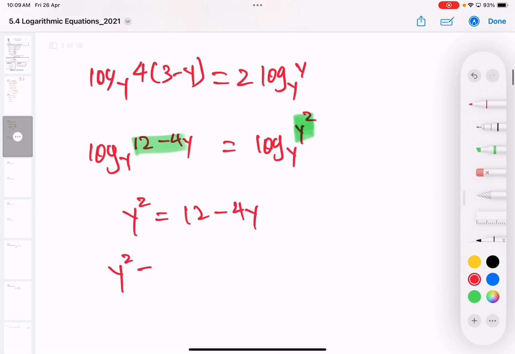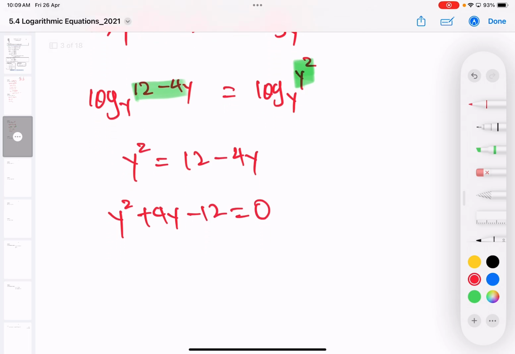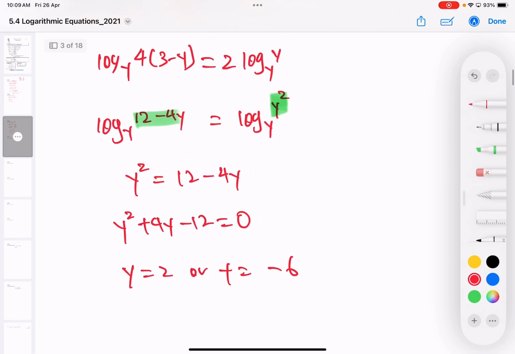So bring everything over. y squared plus 4y minus 12 is equal to 0. Again, just use your calculator, find out what the value of y is. When you're practicing, it's okay not to write down the quadratic formula. Okay, so you can get the answer easily. But in the exam, you must remember you need to do that. Okay, so you should get y is equal to 2, y is equal to negative 6. Aha, but should we accept both answers? The minute I say this, obviously the answer is no, right? But why shouldn't we accept both answers?